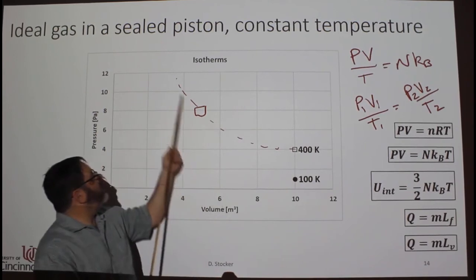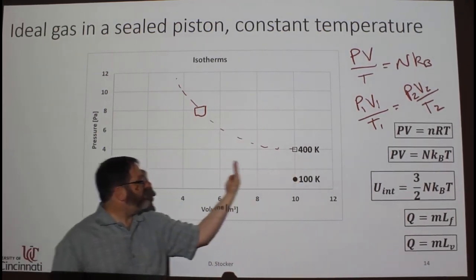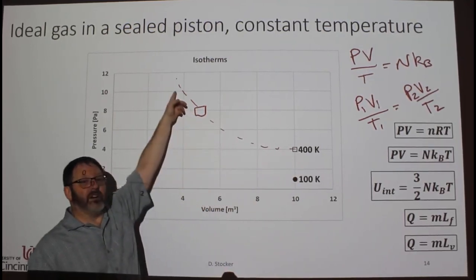And if you plot other positions along here, what you'll find is if you keep the temperature constant and decrease the volume, the pressure will follow a curve that looks like this.